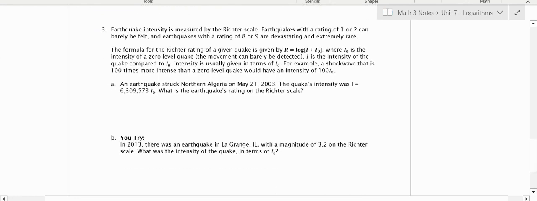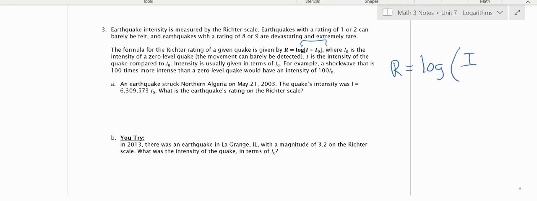And then our last example is talking about an earthquake. This one is with the division sign, but you can also write it like how we wrote the other one. So log of I divided by IO, same thing. When we talk about earthquakes, they talk about the Richter scale. Earthquakes with a rating of 1 or 2 can be barely felt, but 8 or 9 is a devastating earthquake. You're given an equation. IO is the intensity of a 0-level earthquake, so that's like our threshold like before. The intensity is compared to our IO.